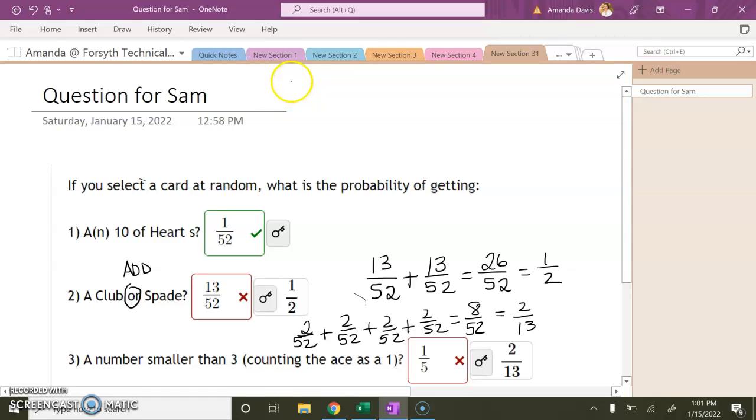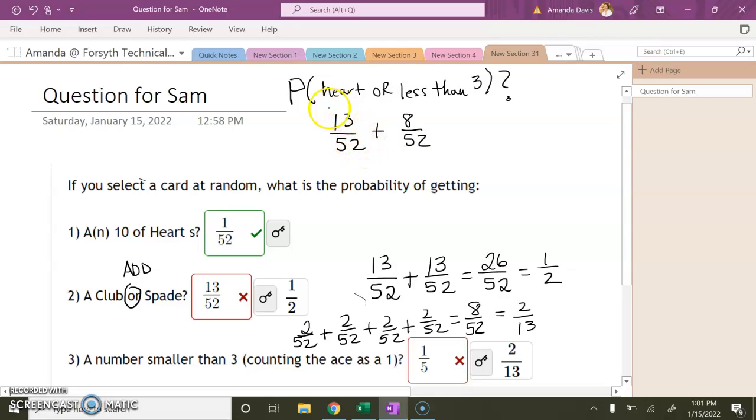I'm going to go one step further here, just in case you come across a problem like this. What's the probability that we get a card that is a heart or less than 3? If that's our question, then we have a different problem here. We want to add, just like we did before. Hearts, there were 13 hearts out of 52. And then we add on the numbers that are less than 3. That was 8 out of 52.